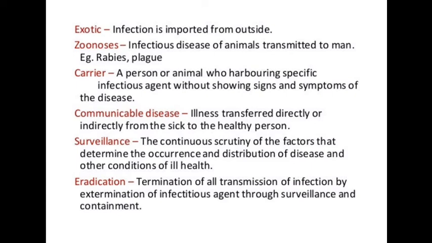Zoonosis: infectious disease of animals transmitted to man. Examples are rabies and plague. Carrier: a person or animal who is harboring specific infectious agent without showing signs and symptoms of the disease. Communicable disease: illness transferred directly or indirectly from the sick to the healthy person.